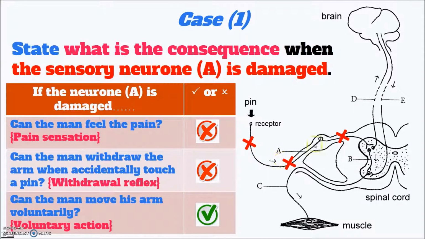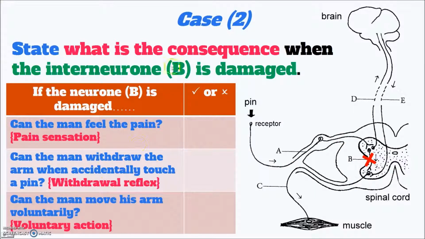Okay, and also you can take a look at the reflex arc for the second dimension. For case 2, the interneuron B in the reflex arc is damaged. So neuron A is intact, is complete. So the receptor generates the nerve impulse, and the nerve impulse can be transmitted along neuron A. And then once the nerve impulse is transmitted to the spinal cord, can it be transmitted to the sensory area of the cerebrum? And the answer is yes. So the man can feel the pain.